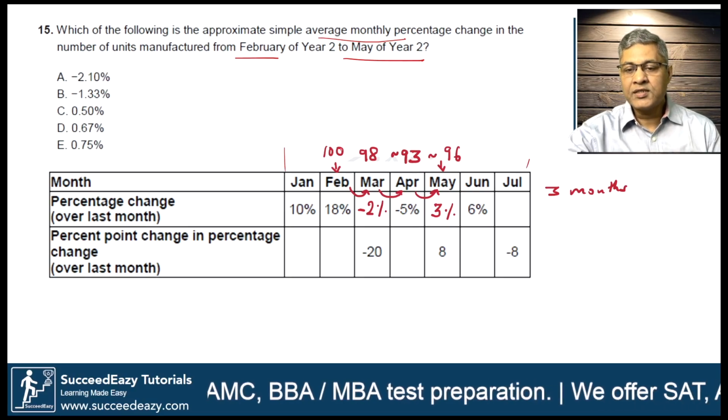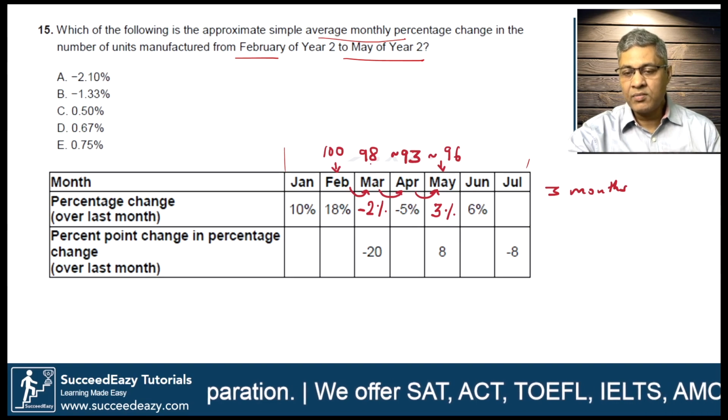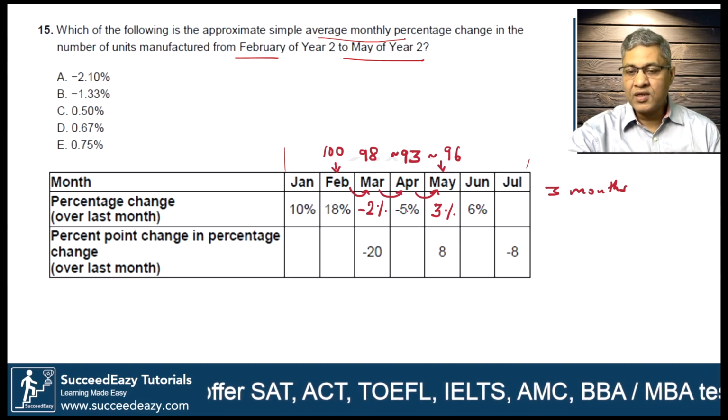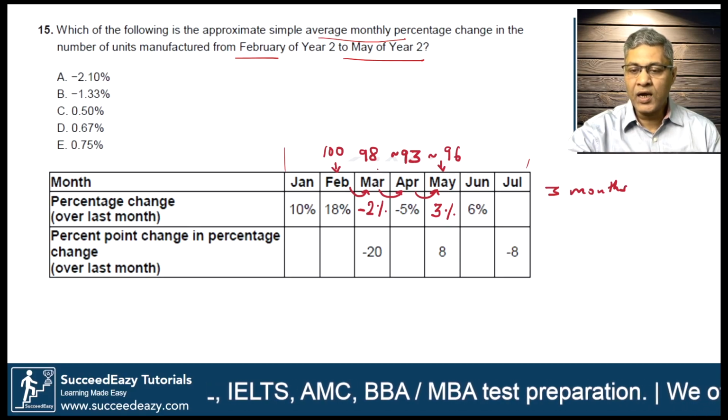Okay, February, let's take it as 100. If this is 100, minus 2% would mean 100 minus 2, which would be 98. Further, you need to reduce 5% from 98. How do you do that?